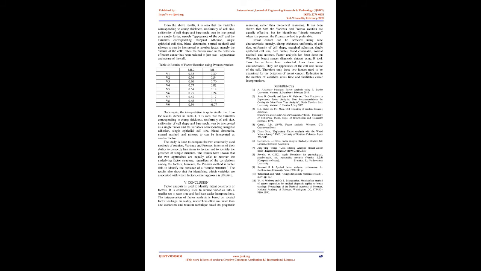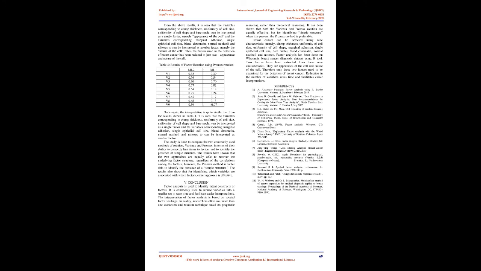The study is done to compare the 2 commonly used methods of rotation, Varimax and Promax, in terms of their ability to correctly link items to factors and to identify the presence of simple structure. The results have shown that the 2 approaches are equally able to recover the underlying factor structure, regardless of the correlations among the factors. However, the Promax method is better able to identify the presence of a simple structure. The results also show that for identifying which variables are associated with which factors, either approach is effective.